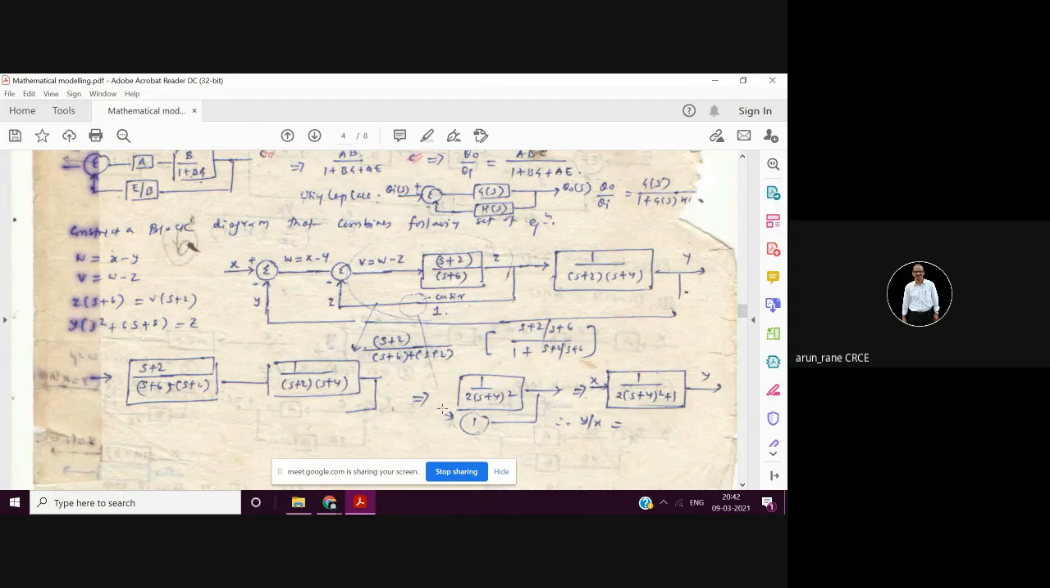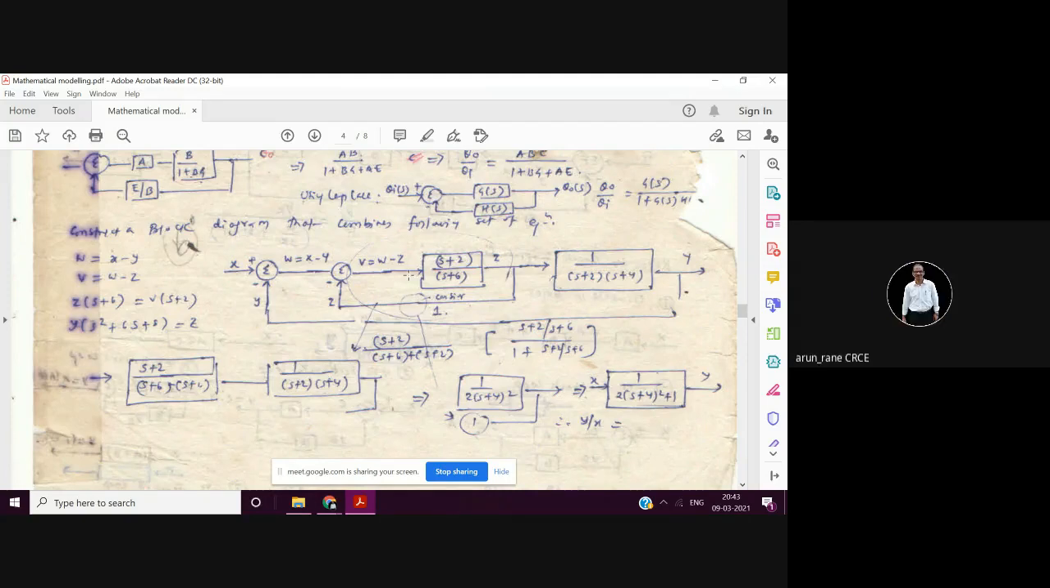So now how to reduce this? See, you have a takeoff here, isn't it? And you have a summing point here. So first you will have to solve this. So how to solve this? You assume a block of 1.